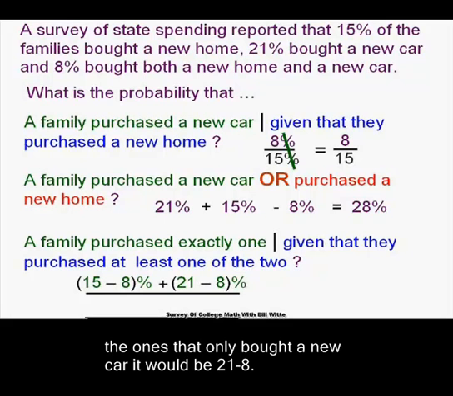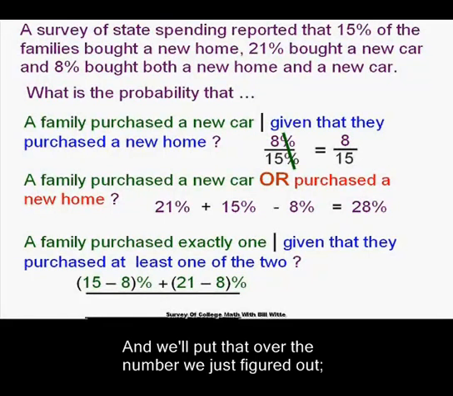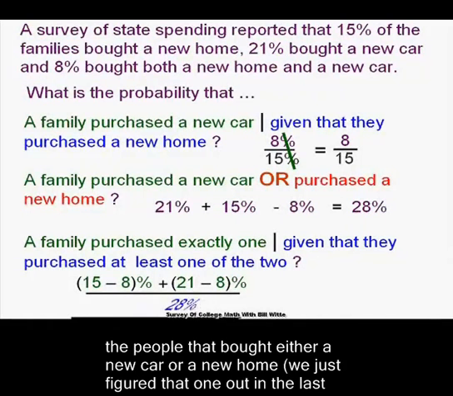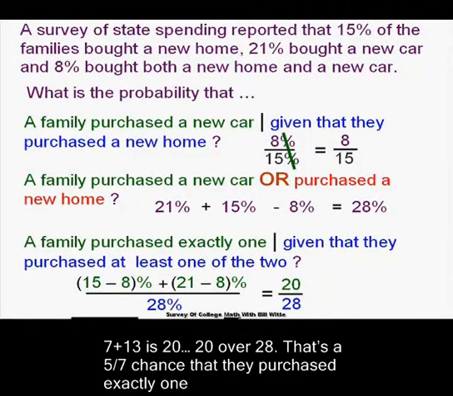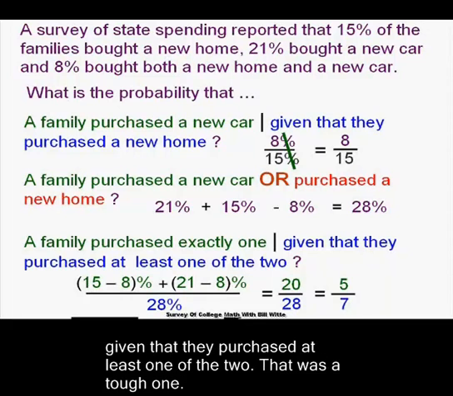And we'll put that over the number we just figured out of the people that bought either a new car or a new home. We just figured that one out in the last problem. We do a little simplification. 15 minus 8, 7, plus 21 minus 8, 13. So 7 plus 13 is 20 over 28. Oh, yes. There's a 5/7 chance, 5 out of 7 chance that they purchased exactly one, given that they purchased at least one of the two.